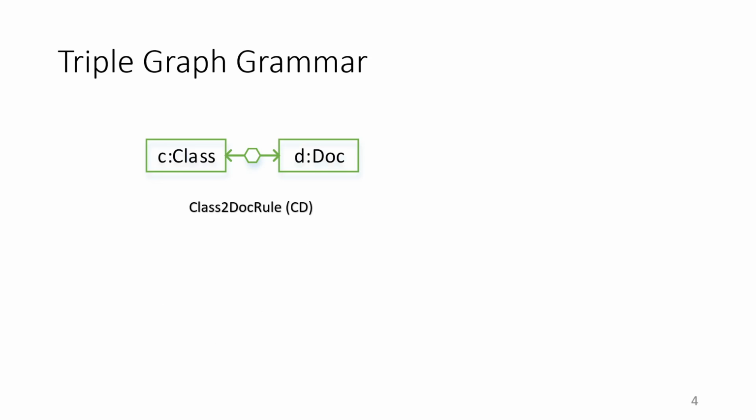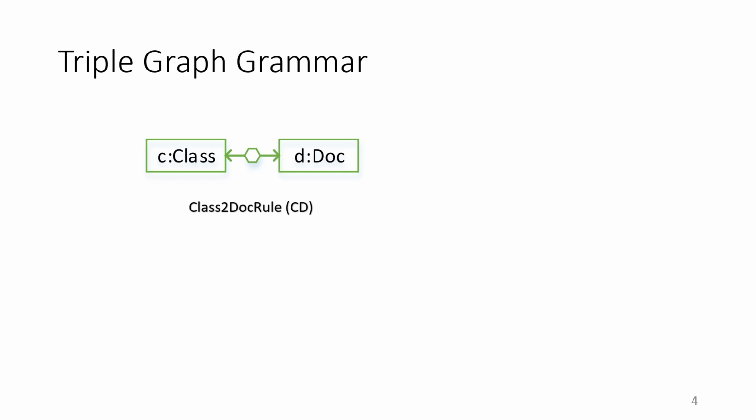So as I said before, we use triple graph grammars in our approach. TGGs are a declarative and rule-based way to define consistency between two models in a constructive manner, where we define how to simultaneously build up consistent models from scratch.